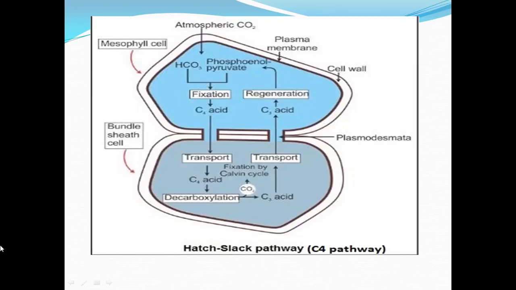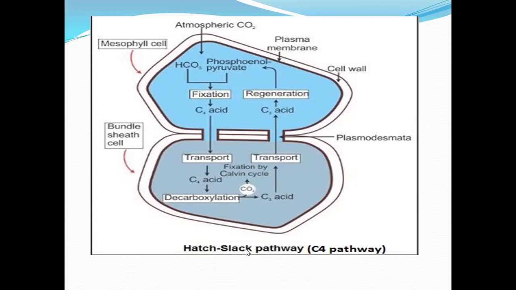Now, let's discuss the C4 pathway, or C4 cycle, which is also called the Hatch and Slack pathway. This is observed as an alternative to the C3 cycle, or C3 pathway, in some plants called C4 plants. The most common examples of C4 plants are maize, sugarcane, sorghum, which is nothing but jowar, and also millets. Now these are all C4 plants.